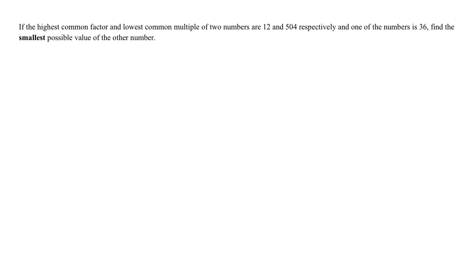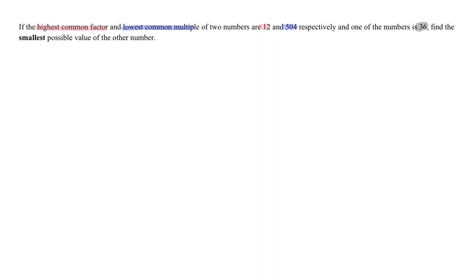Hello everyone, welcome to this math video where we are given the highest common factor and lowest common multiple of two numbers. The highest common factor is 12. The lowest common multiple is 504, and they gave me one of the numbers. One of the numbers is 36. Find the smallest possible value of the other number.